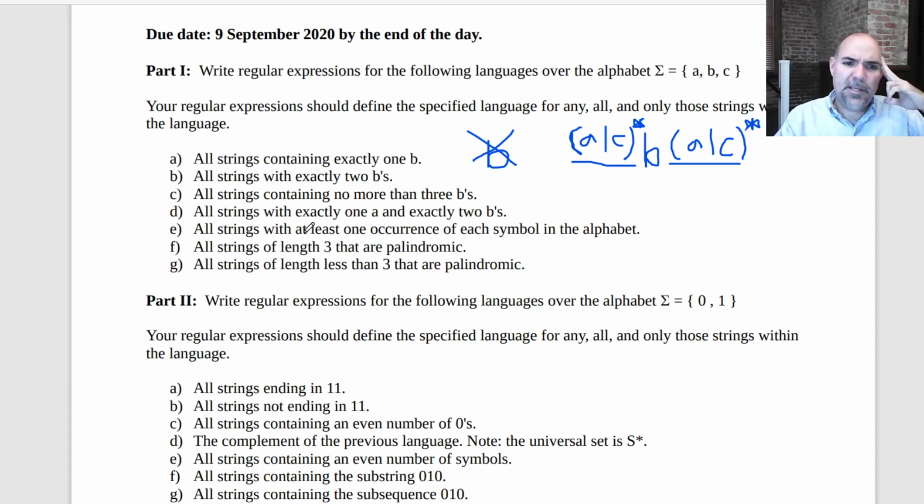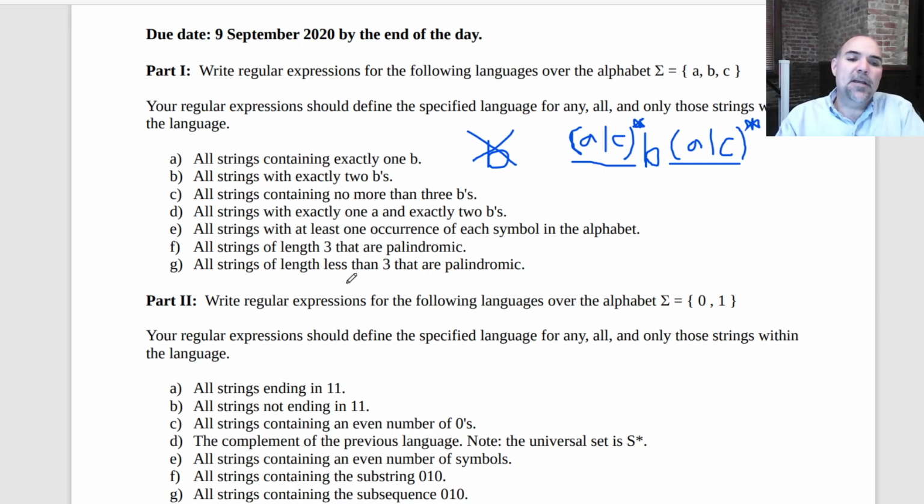Same thing with this part E, all strings with at least one occurrence of each symbol of the alphabet. That means we have to have 1 A and 1 B and 1 C, but we don't know what order they're going to be in. A could be first, or it could be in the middle, or it could be at the end, and the B could be first or middle or the end. So you're going to have to figure out a way to represent that. And it says at least one occurrence, so it could be in other orders too, with the A's and B's and other places. So I'm going to have to let you figure that out.